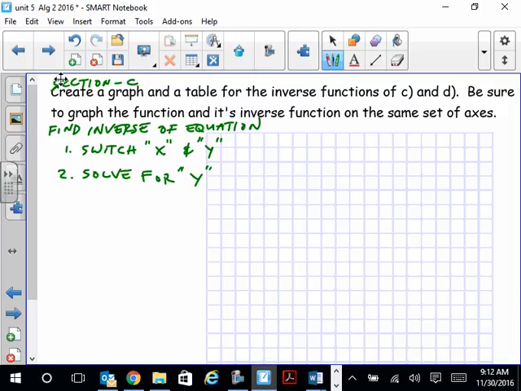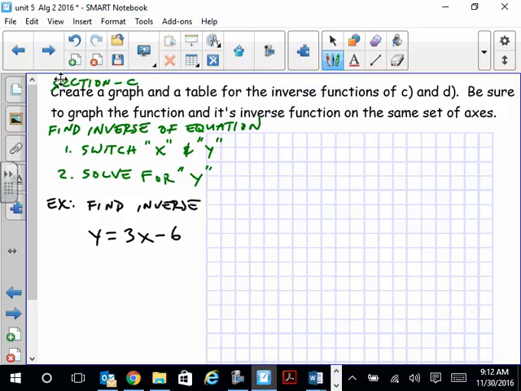Here it comes. Step 1, switch the x and the y. And let me actually make the y red so you can see that it's switched. I wish you had colors so you can see them. So here's step 1. Switch the x and the y. Oh yeah, I guess you could do it with a highlighter. Step 1 is nice and easy.